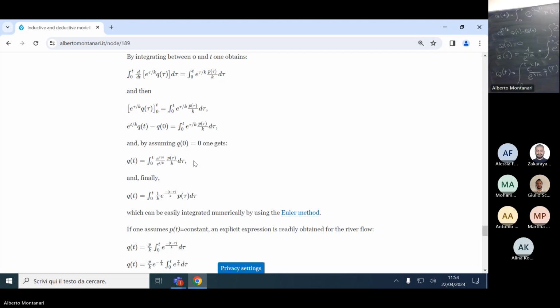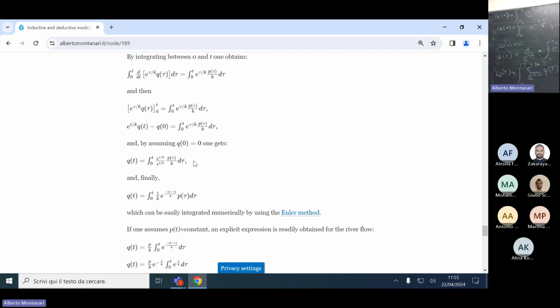And now we can write, okay, let me just take another line free. Usually, we change a sign here and write it in this way, e to the power of minus t minus tau over k, p tau d tau. Okay.